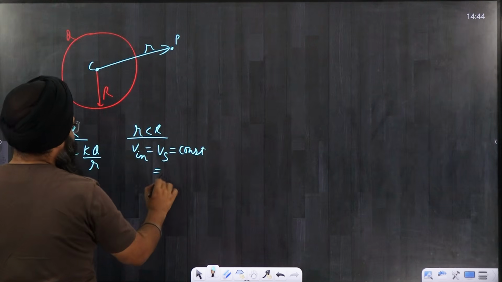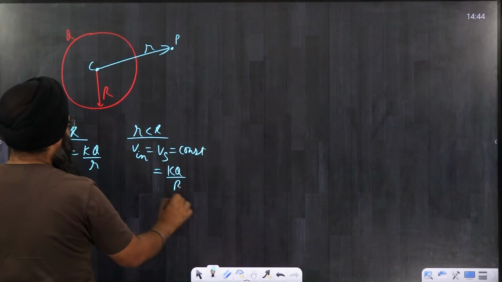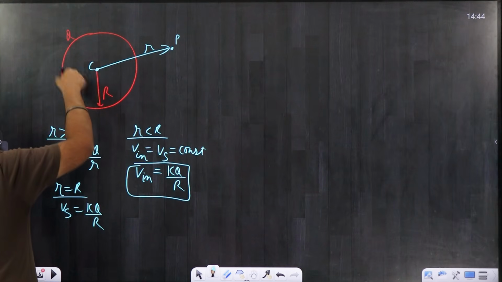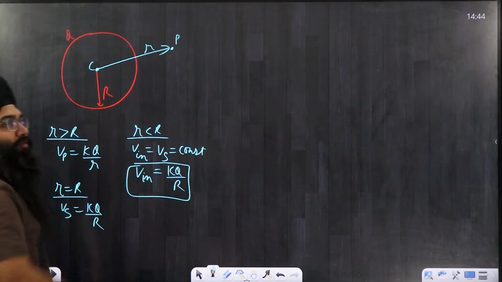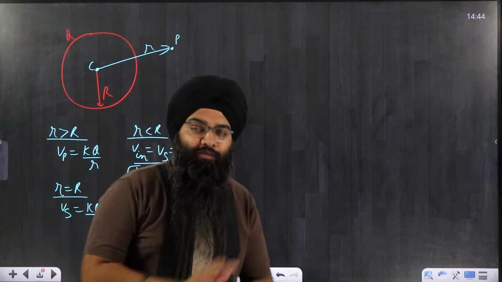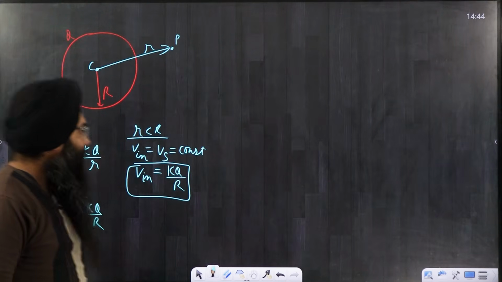And what will be the potential at the surface? I already know it is kq by capital R. So inside, at everywhere, any point you take, not just the center, the potential at any point will be equal to kq divided by capital R. It will be equal to the potential at the surface.